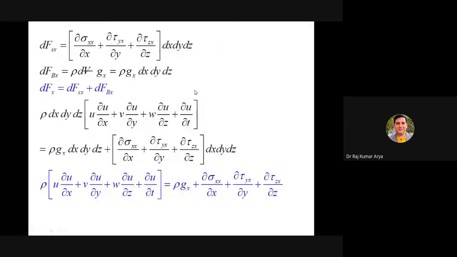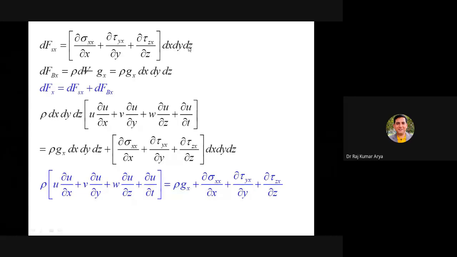If you add them up, you will get del sigma xx upon del x, del tau yx upon del y, del tau zx upon del z. So this is your x direction component. These are all your surface forces, acting on the surface. Now surface force is not the only force. This particular control volume would have its own mass also. That is called body force or body weight. Body weight practically acts downwards, so we are just considering its component in the x direction.